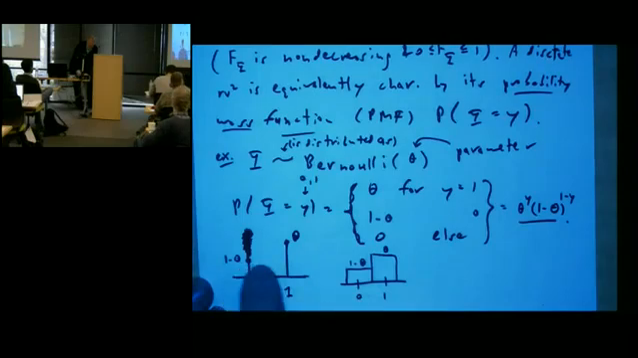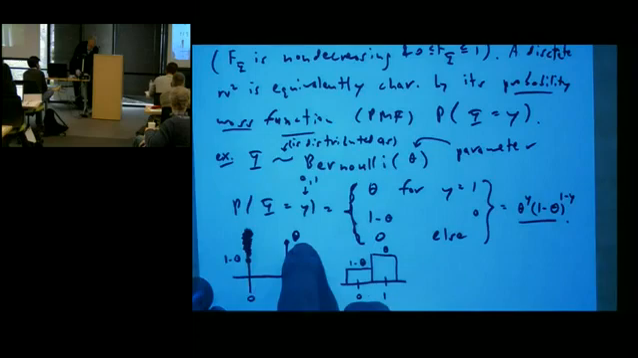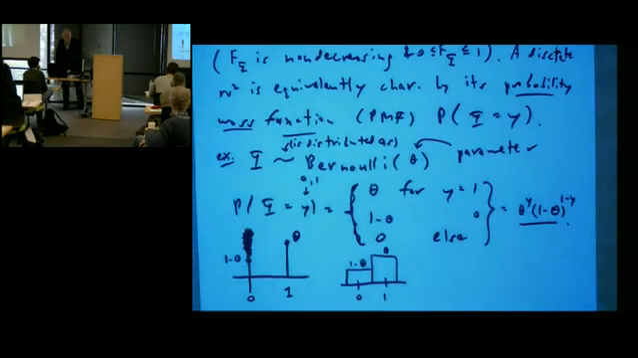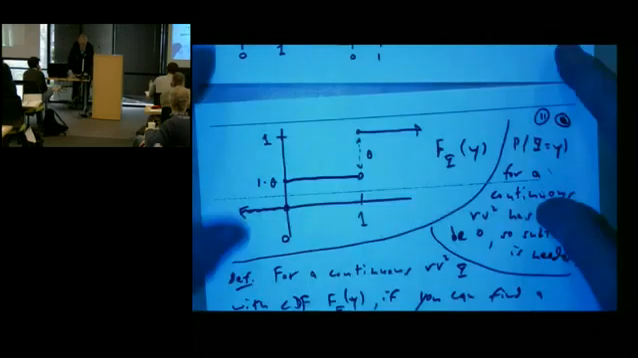And then between 0 and 1, it stays constant, because there isn't any new probability to sweep in as we're going from left to right. And then as soon as it gets to 1, it adds theta to 1 minus theta and jumps all the way up to 1. So the CDF that goes along with that probability mass function looks like this.